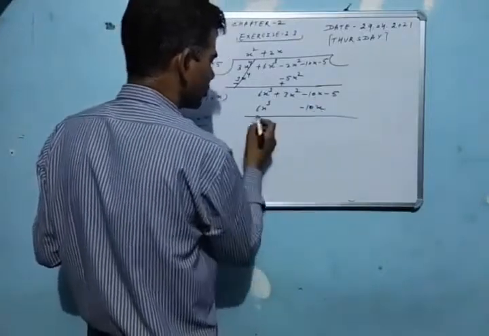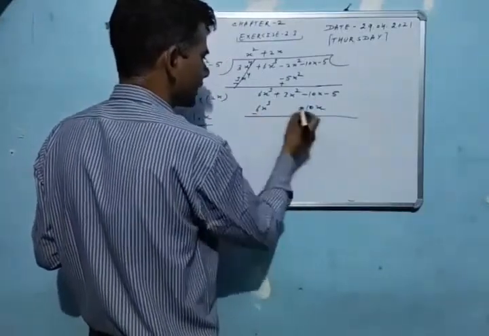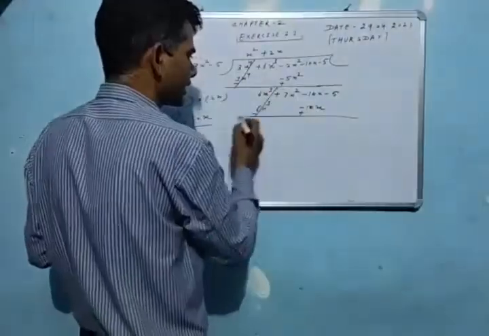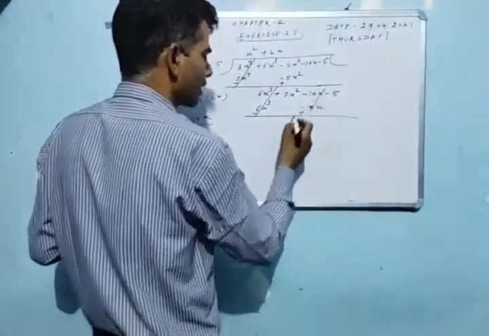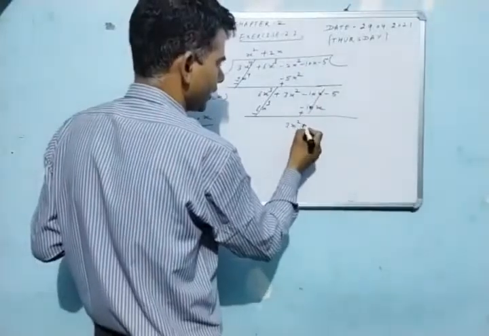Now student, the sign will be changed, that is plus sign change into minus sign, change into plus sign, that is cancel out, that is also cancel out. 3x square minus 5.